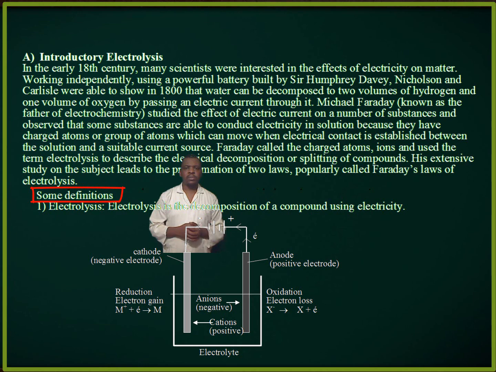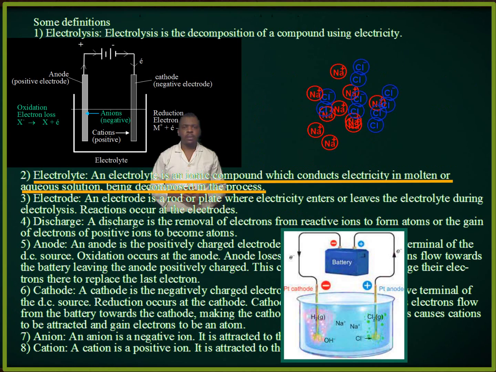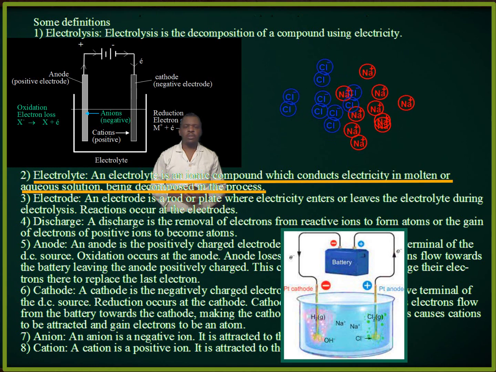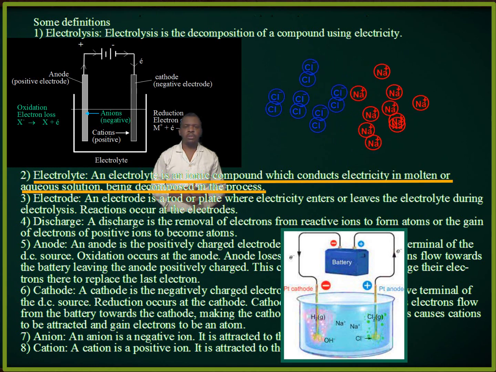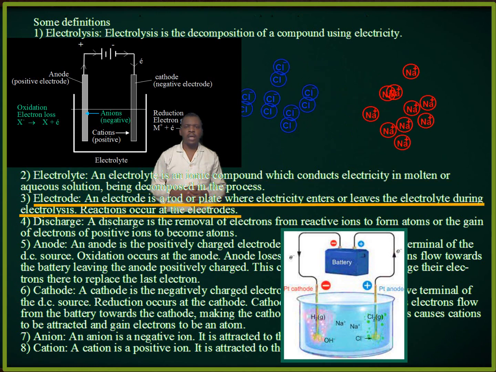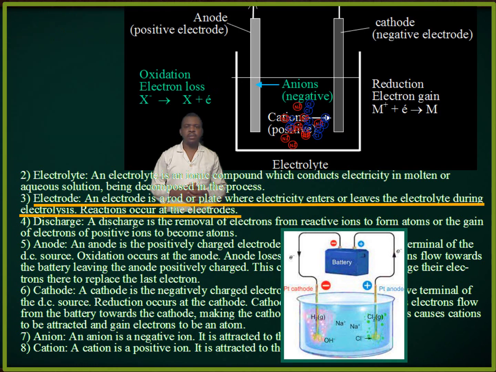Some definitions. Electrolysis is the decomposition of a compound using electricity. An electrolyte is an ionic compound which conducts electricity in molten or aqueous solution, being decomposed in the process. An electrode is a rod or plate where electricity enters or leaves the electrolyte.